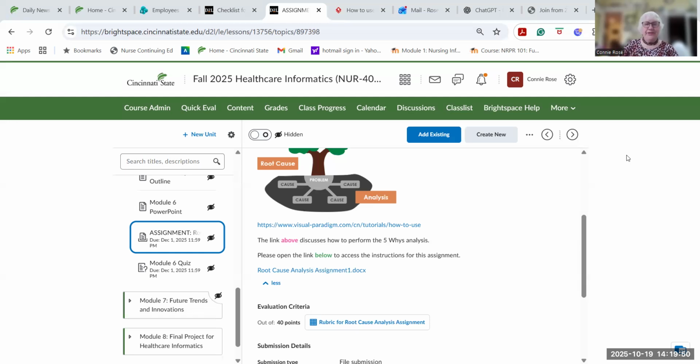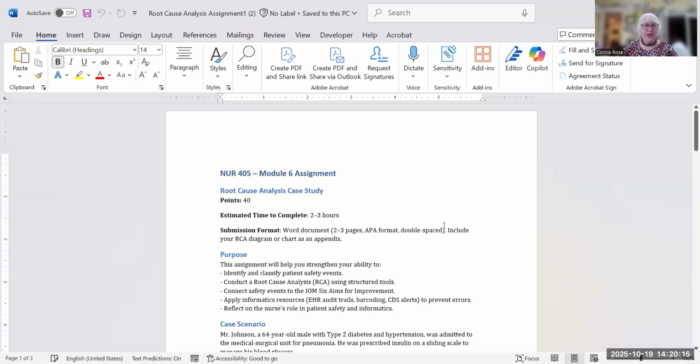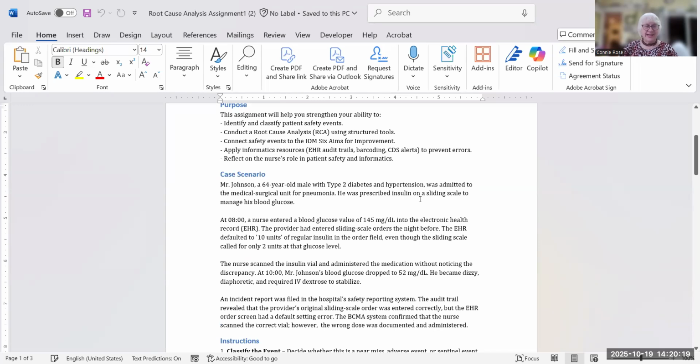All right. So the purpose of this is to give you some hands-on practice analyzing an event and identifying what went wrong. So let's go ahead and look at the assignment here. I will go ahead and pull it up. All right. So with this, you're going to have a case scenario.